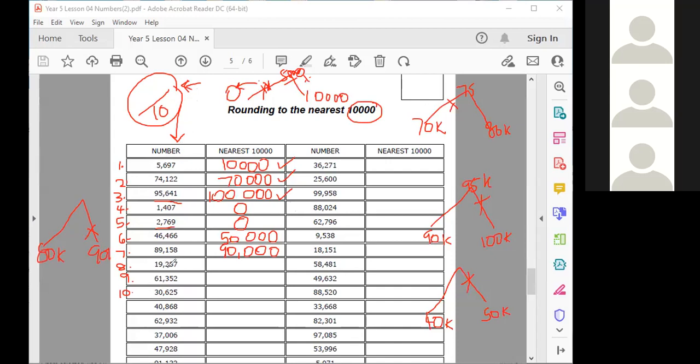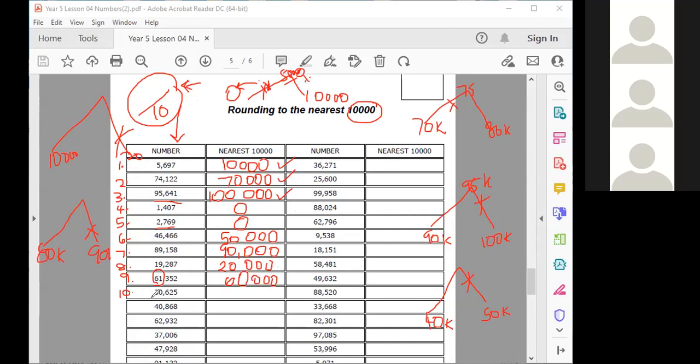Okay, 19,287. So this is between 10,000 and 20,000. So 19,000 is here. So it will become 20,000. 61,000 mentally now, no more hills. It's between 60,000 and 70,000. So where will I go? I'm 61 only, so I go to 60.